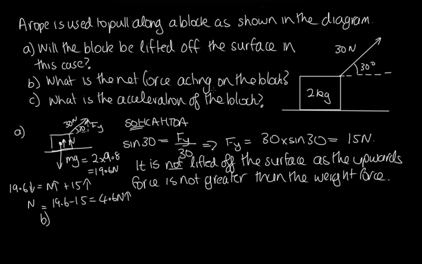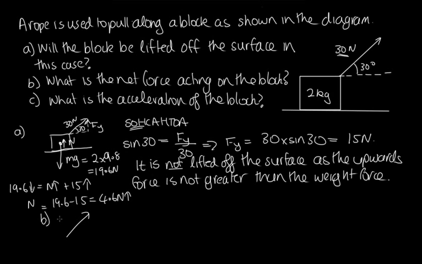B, what is the net force acting on the block? We've said vertically there is no net force as these forces all balance each other out. The downwards weight force is balanced by the normal reaction force plus the upwards component of the applied force. This 30 newtons is the applied force. So the net force acting on the block is only the horizontal component of this applied force.